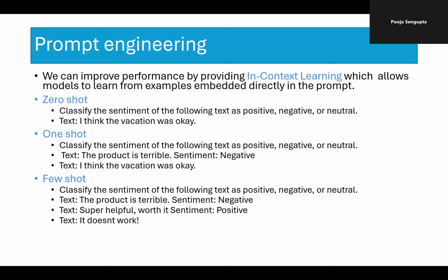Whereas if we look at the other text, which is I think the vacation was okay, this would generate a more neutral. And a few shot would be when we provide the instruction of classify the sentiment of the following text as positive, negative, and neutral. Then we provide text as an exemplar for negative, the product is terrible, positive, super, helpful, worth it, and a generic text, it doesn't work. Given that we provide the prompt along with these exemplar text, it makes the prompt better for the GPT bot to understand and to accordingly give you a better response.